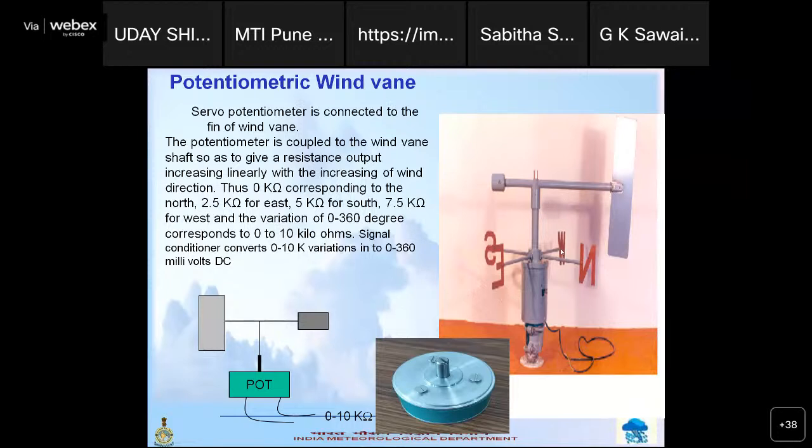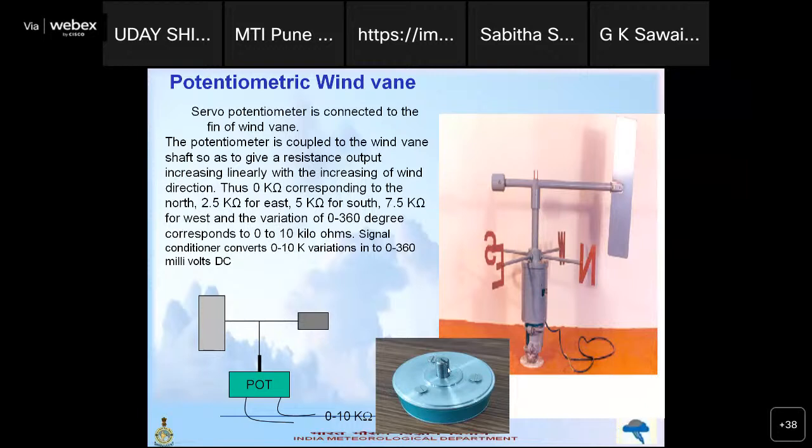This is the wind direction, it denotes southwest, north. The rods are there, and this way, when the wind flows, this wind vane will also move, and inside this body a potentiometer is there. Along the circumference of the potentiometer, 0 to 10 K value is there. The total value is 10 kilo ohm, and in between this notch is there.